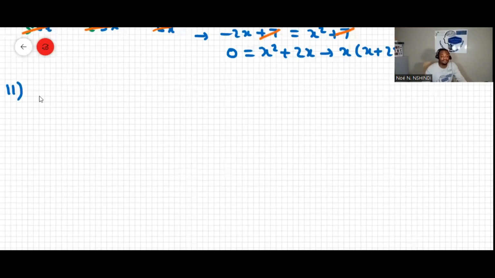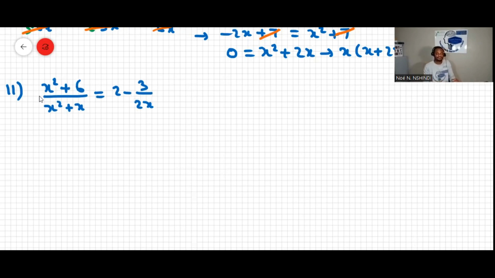We can also do question 11, which says x squared plus 6 over x squared plus x equals 2 minus 3 over 2x. Again, we need a common denominator. Let me write it this way. Over there, it's going to be 2 minus 3 over 2x.